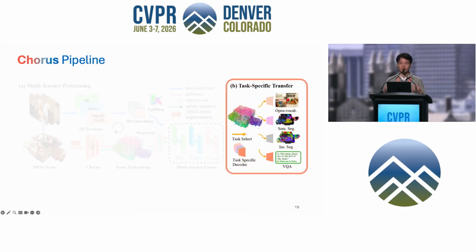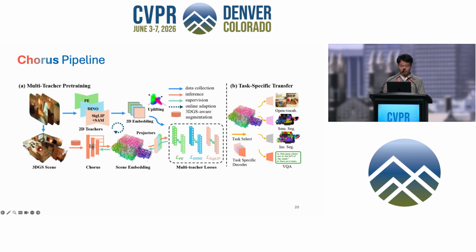With small task-specific decoders or modules, the embedding supports open vocabulary queries, semantic segmentation, instance segmentation, and visual question answering. So the method is simple at a high level: prepare Gaussian scenes, lift 2D teacher signals based on the training views, then train one native 3D Gaussian scene encoder, and transfer the resulting scene embedding.